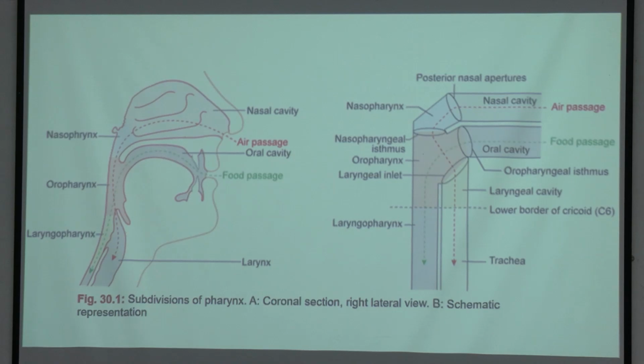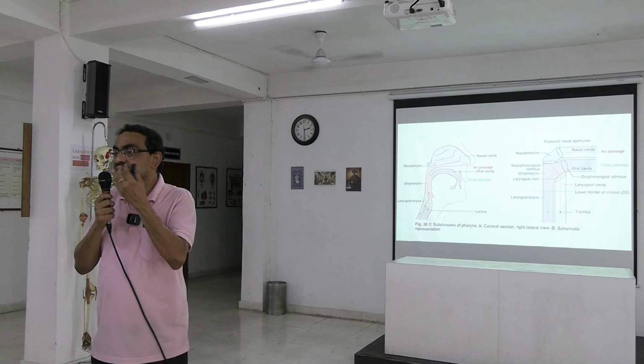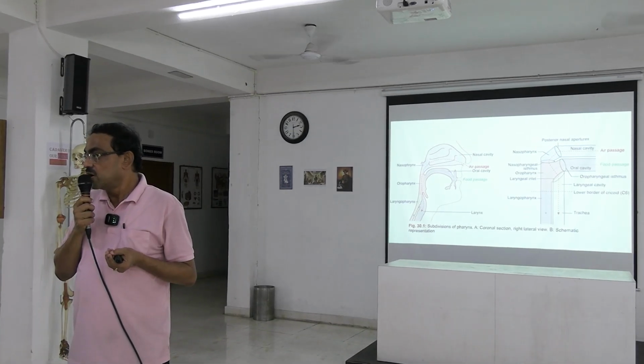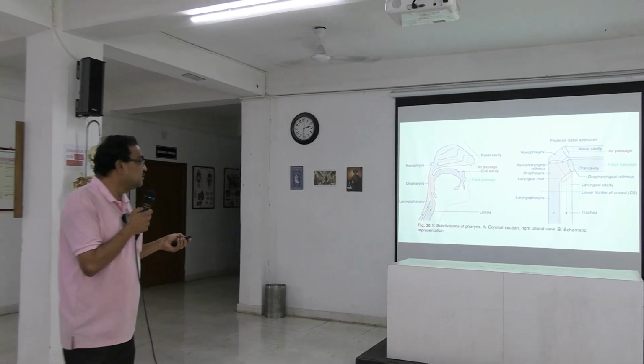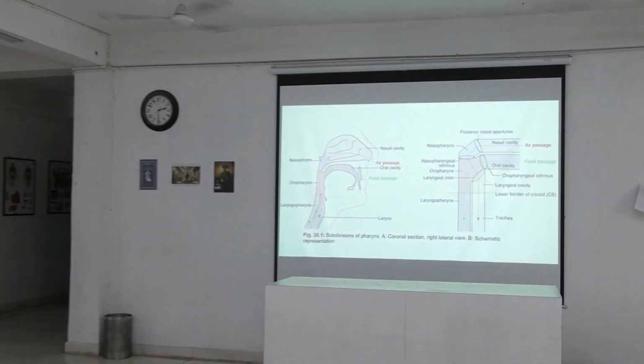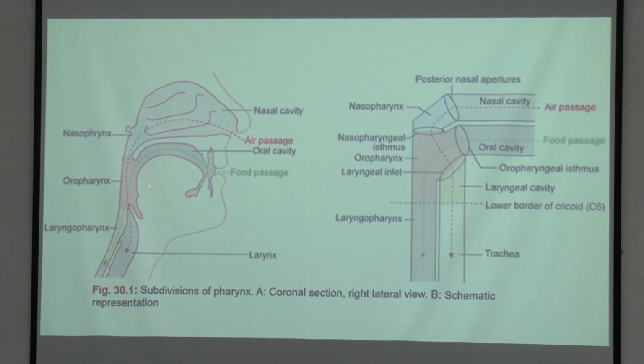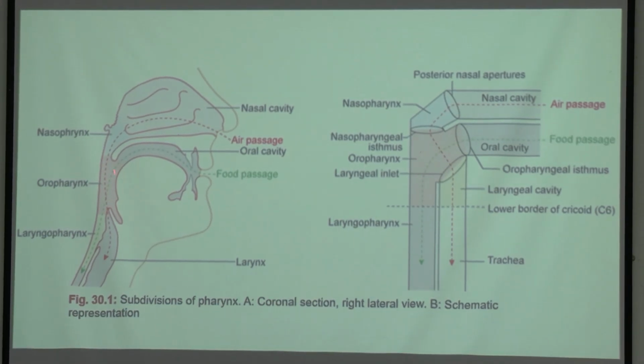In the first stage of deglutition, the food remains within the oral cavity. In the second stage, it goes back. During its journey, food should not enter into the nasal cavity, or come back to the oral cavity. So this area is also blocked by elevation of the tongue. The nasopharyngeal isthmus and oropharyngeal isthmus get blocked. So this is the mechanism.